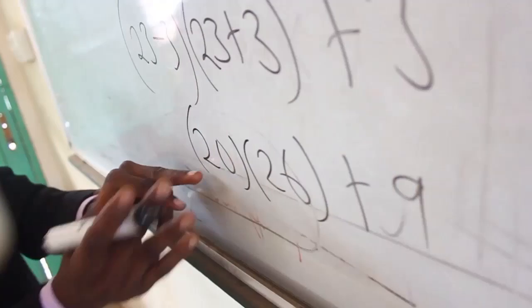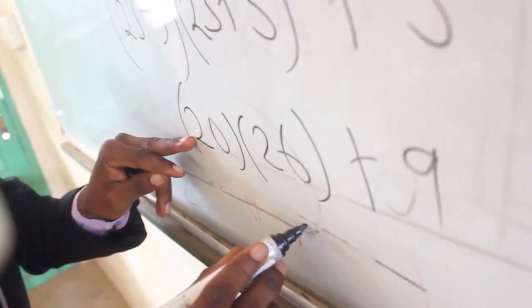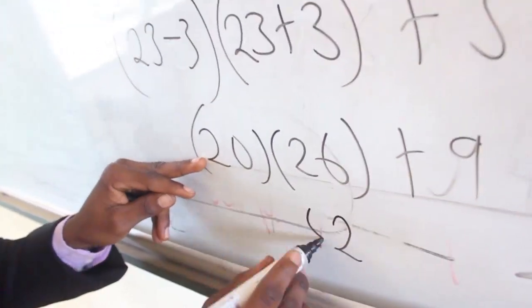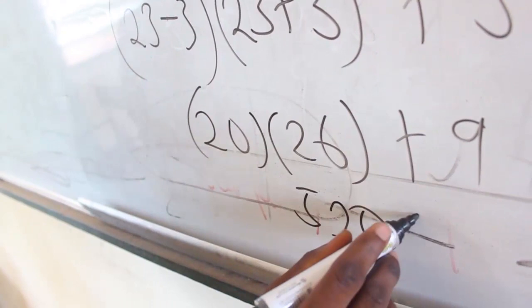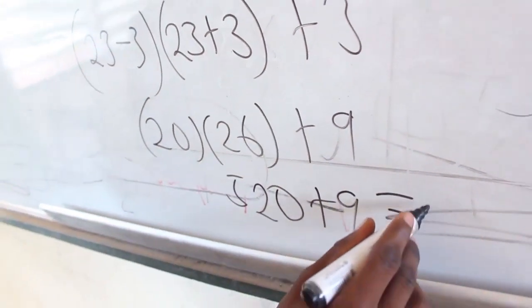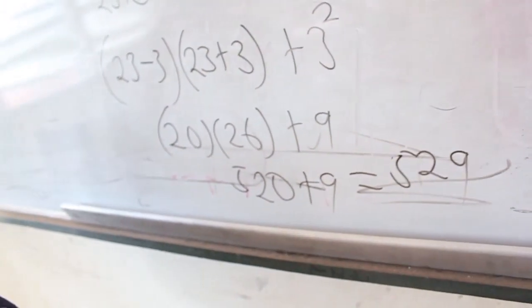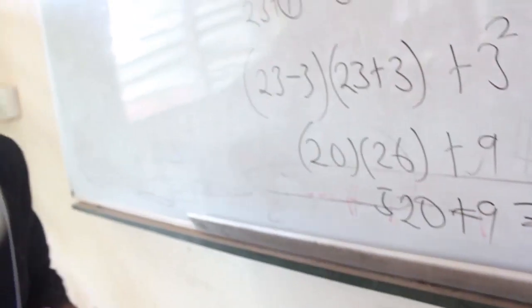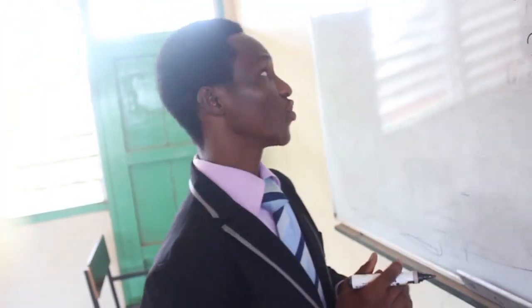And so it's easier multiplying this 26 by 2, which will give us 52. And then you suffix the answer with the 0, so 520, plus 9. And you're going to have 529 as the answer. So simply squaring 23 gives us 529.